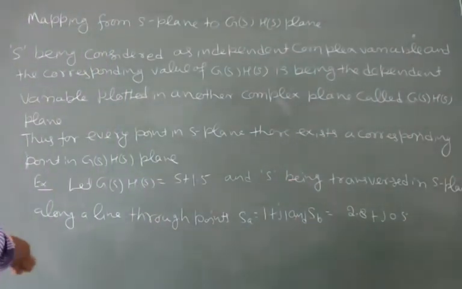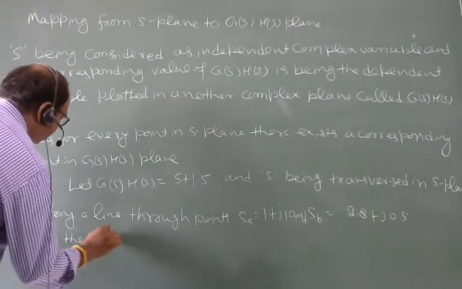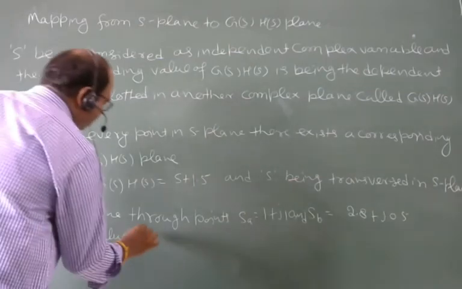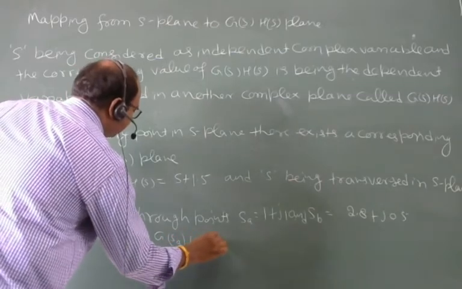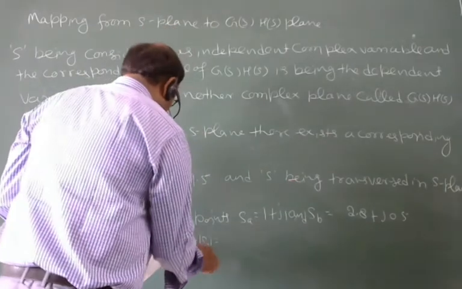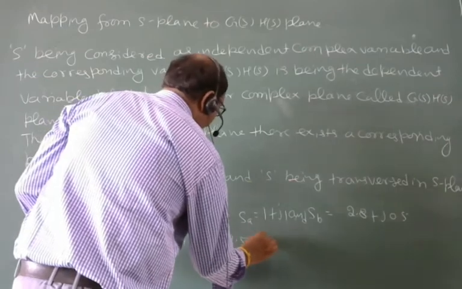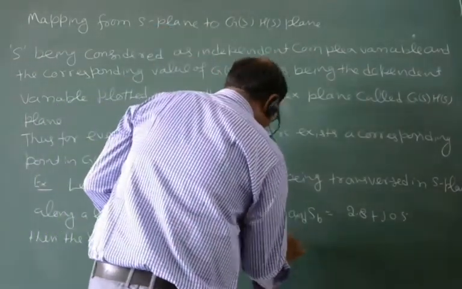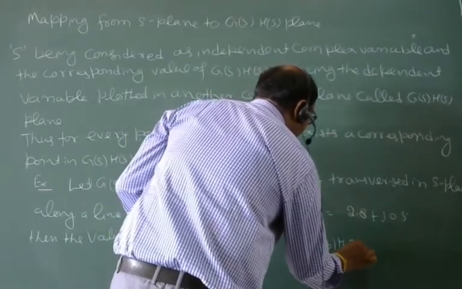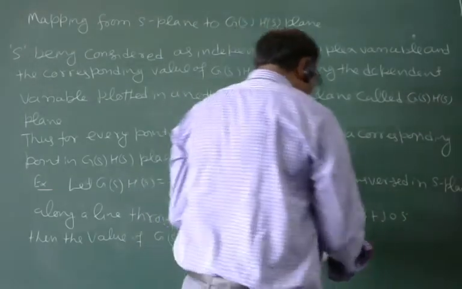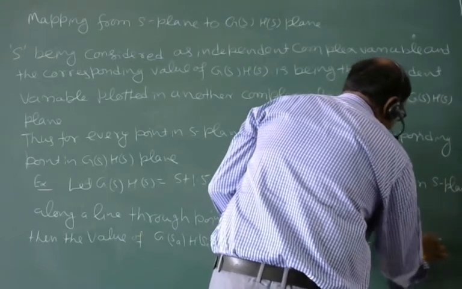The value of GSA HSA will be 2.5 plus j1, and that of GSB HSB will be equal to 4.3 plus j0.5.